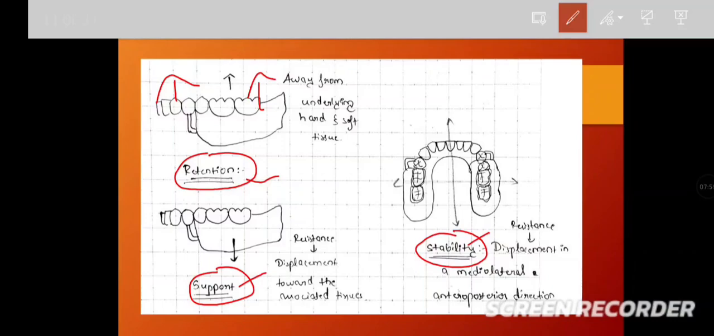Support may be defined as resistance to displacement towards the teeth and soft tissue. Rest and rest seat will give you support. Stability may be defined as resistance to displacement in mediolateral or anterior-posterior direction. In upcoming lectures, I will talk about philosophies of RPD. In that, you will understand the stability property properly.